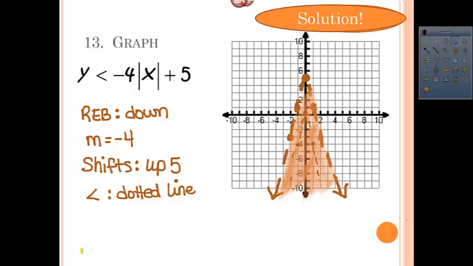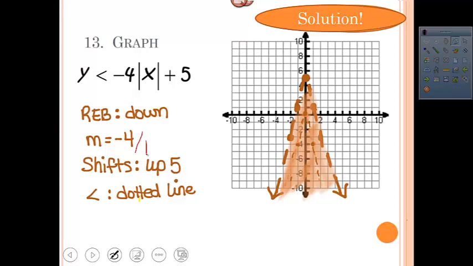So here is your answer. The right-hand behavior goes down. The slope is -4, and if you want to write -4/1, just to help you remember, you go down 4 and then to the right 1. The shift is up 5.